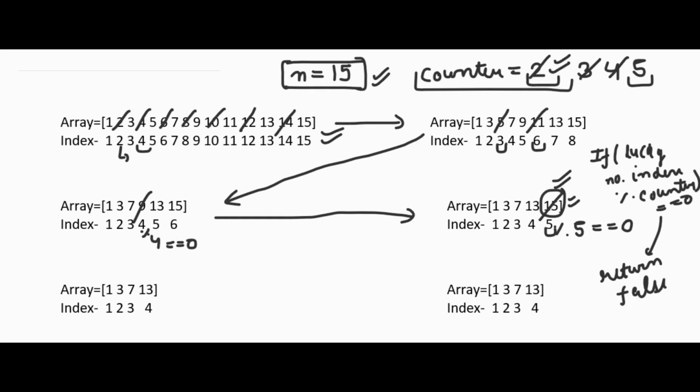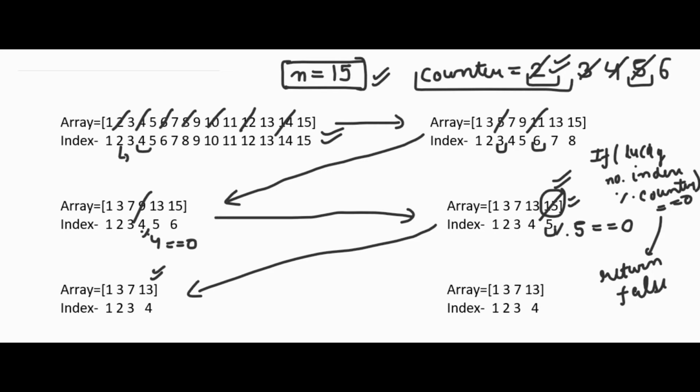As it got deleted here, we will stop at this point only in this question. But if there is some other example and that number is not getting deleted in the process, then when do we have to stop and return true, that it is lucky? Let's see that. After this, we will get this array and our counter value will be increased to 6.